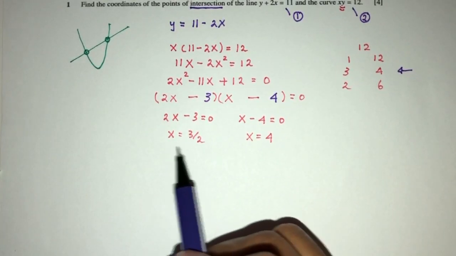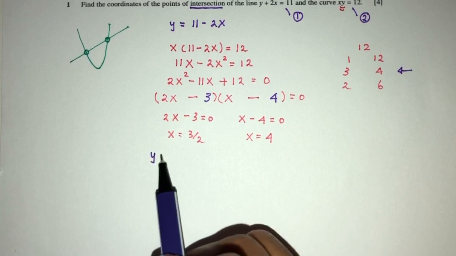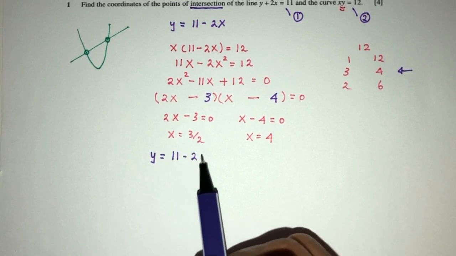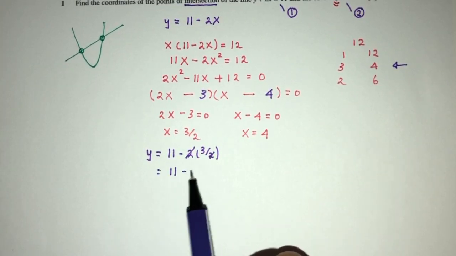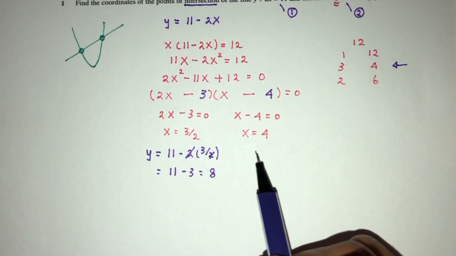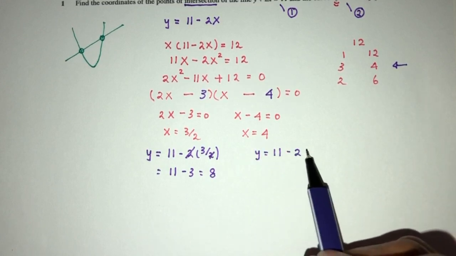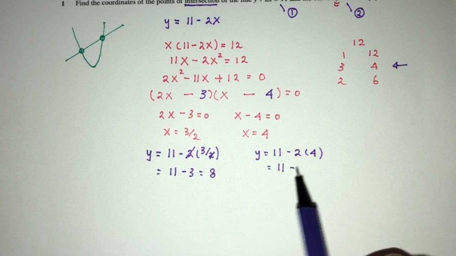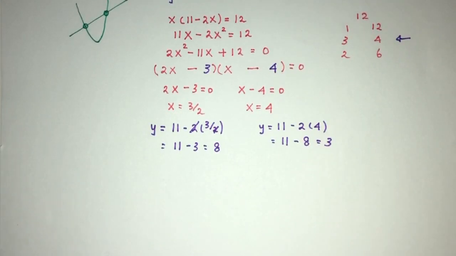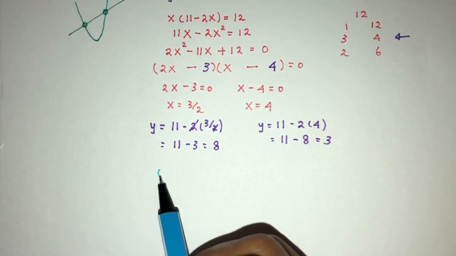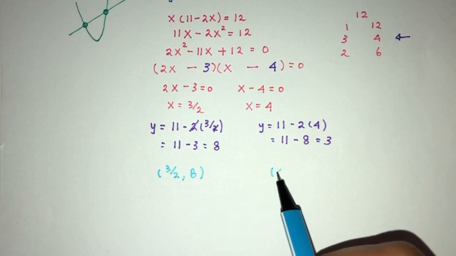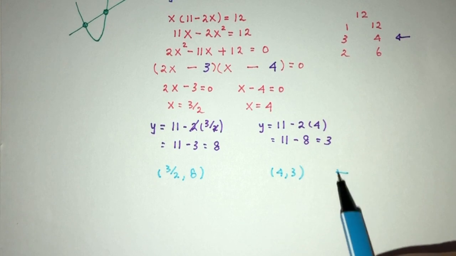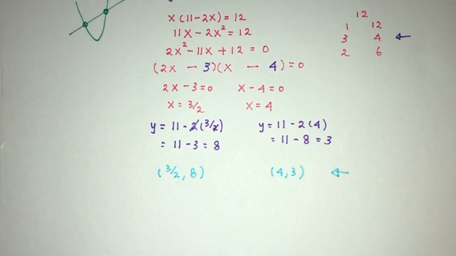Now, for these values of x, let's find the corresponding values of y. So y will be 11 minus 2x, with x as 3 over 2. Simplify. 11 minus 3 will be 8. And for this one, y will be 11 minus 2x, x is 4 right here. That will be 11 minus 8, that will be 3. As you can see, we have the coordinates of the 2 points. So the first point will be 3 over 2, and then 8, and the other one is 4 and then 3. So these are the 2 points we need to find for this question.